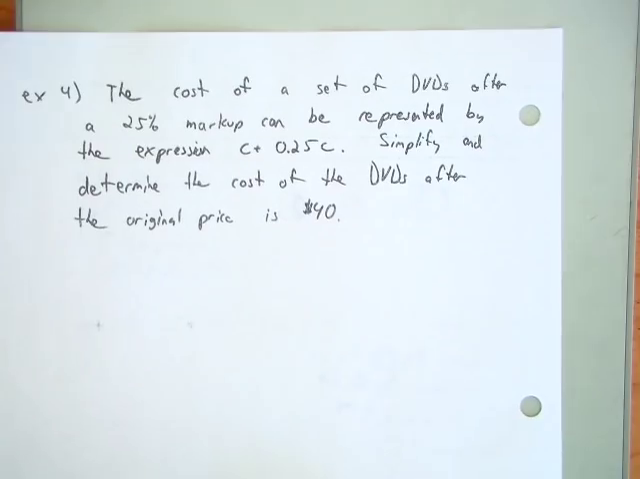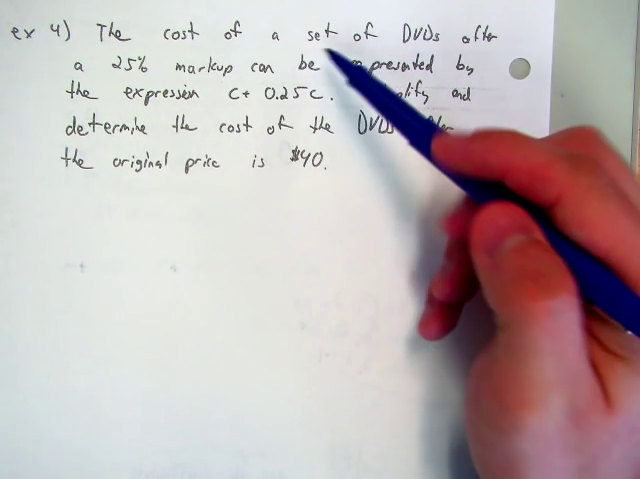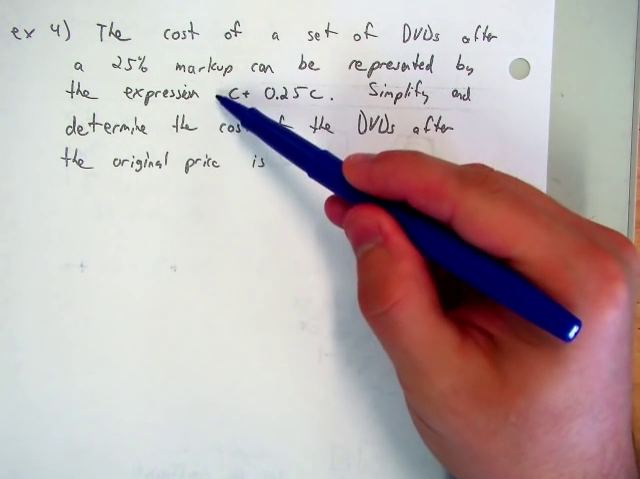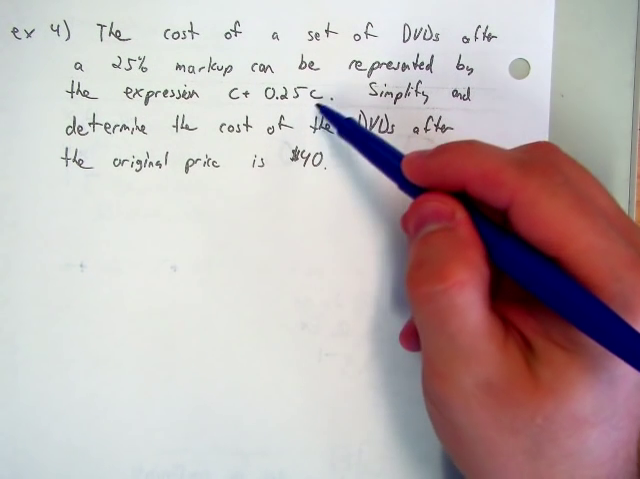Example 4, this is the last question. This question kind of brings us back into why, when we are looking at percents and markups, instead of simply finding the markup of the price and then adding it to the original price, we could have done 1 times or 1.25 times, or 1 plus the percent as a decimal times the original amount. And that's because we can look at it as the cost of a set of DVDs after 25% markup can be expressed by the expression C, which was the cost of the CD, plus 0.25 times C, which is the markup.